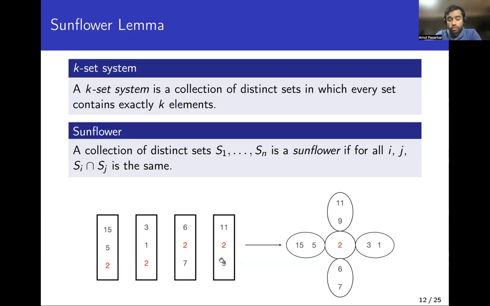A sunflower is a collection of sets with the property that every pair in the collection has the same exact intersection. And in the figure, you can see an example of a sunflower. These sets all contain the same value in common. All their pairwise intersections only contain the value 2. So this forms a sunflower. And the reason that we call this a sunflower is actually visual in nature. You can think of the common intersection going to the center of the sunflower, and the petals contain the disjoint components of each set. So for example, this set, 15, 5, and 2, the 2 goes to the center here, and the 15 and the 5 go to the petal.